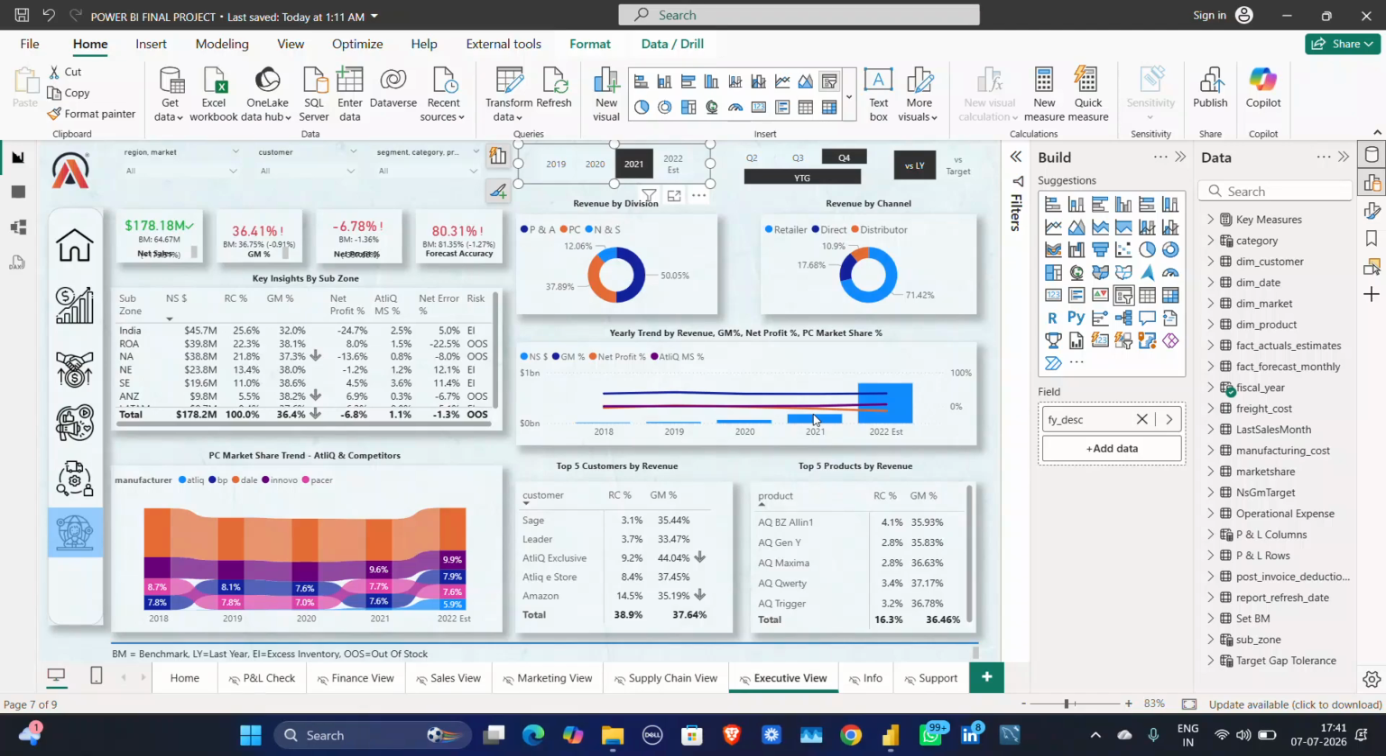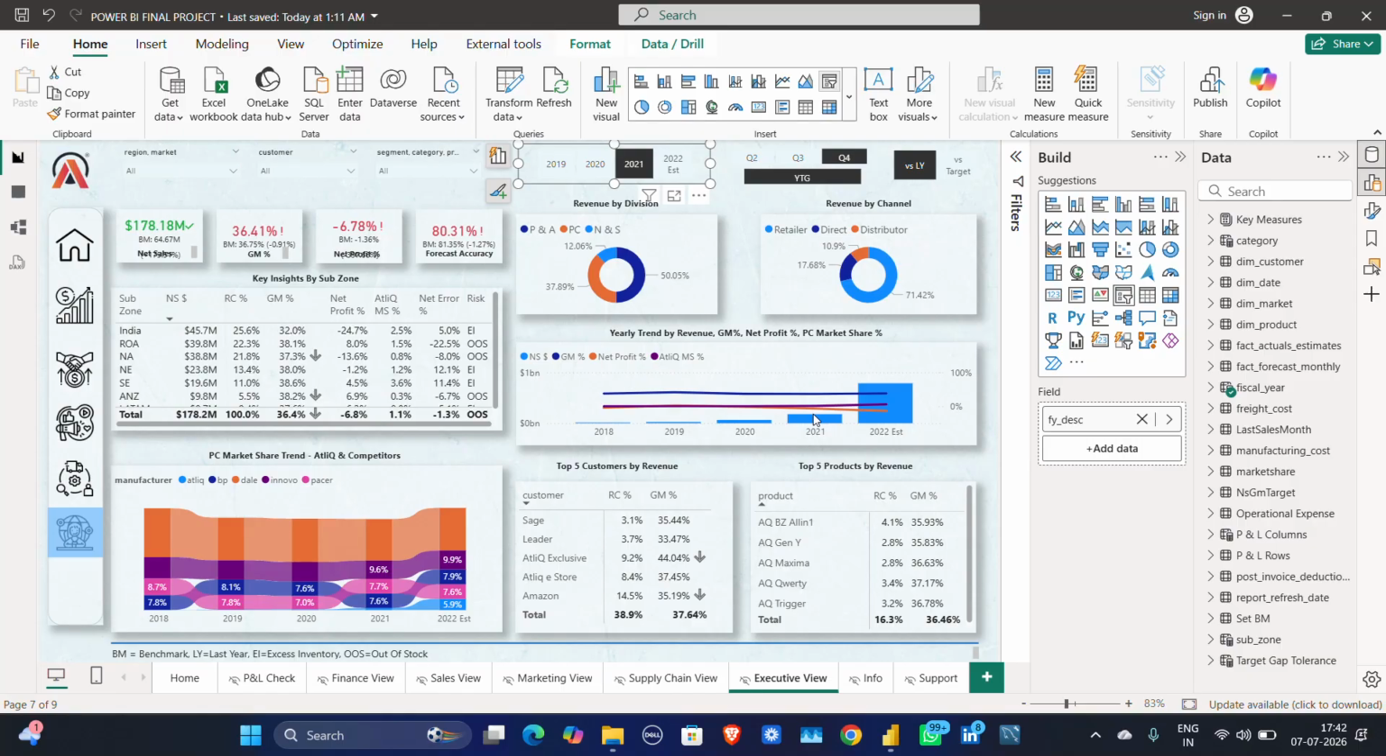Okay, so let's continue with our executive view. Now, this is one of the most important dashboards in this report, and as the name suggests, this page is designed specifically for senior management and business executives who need a quick overview of the company's overall performance. Instead of going into operational details, this dashboard highlights the most important business metrics, helping executives make strategic decisions within a few minutes.